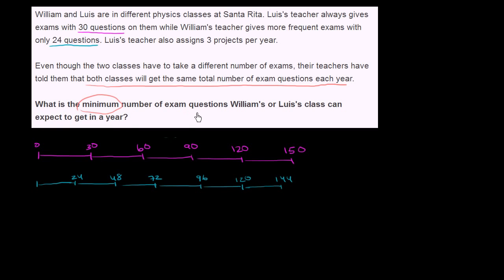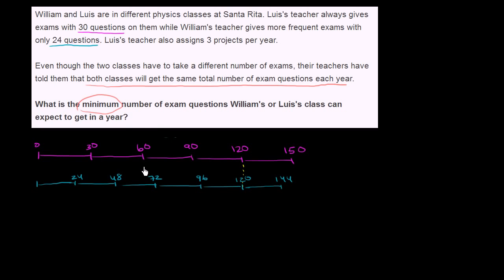What is the minimum number of exam questions William's or Luis's class can expect to get in a year? Well, the minimum number is the point at which they've gotten the same number of exam questions despite the fact that the tests had different numbers of items. And you see the point at which they have the same number is at 120. They both can have exactly 120 questions, even though Luis's teacher is giving 30 at a time, and William's teacher is giving 24 at a time. And so the answer is 120.